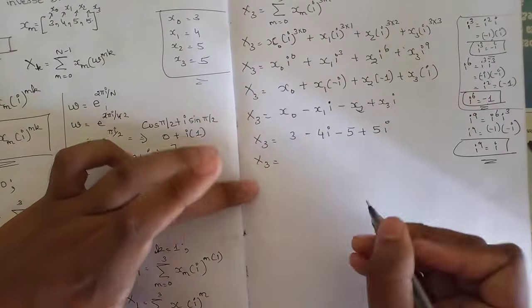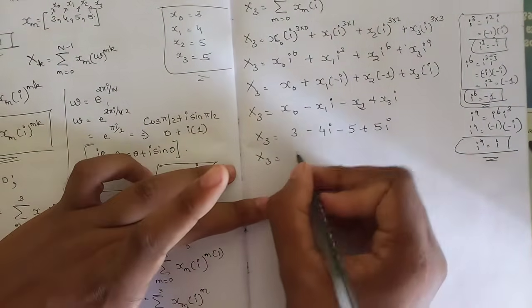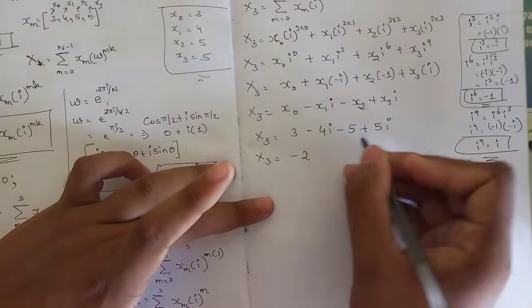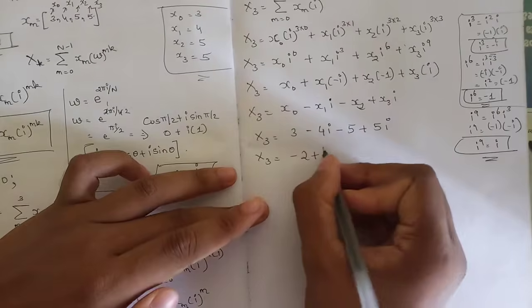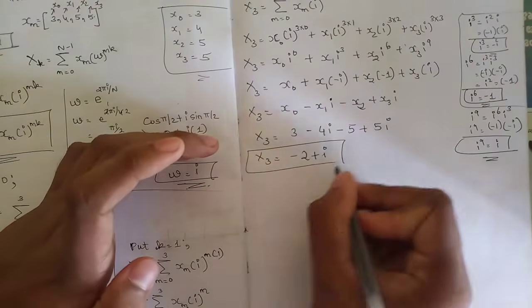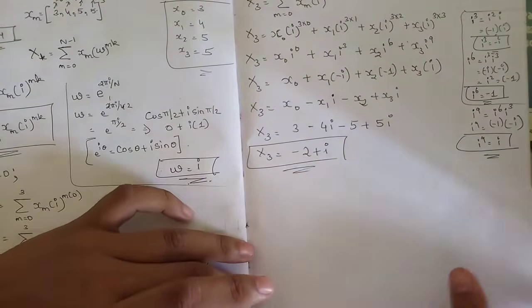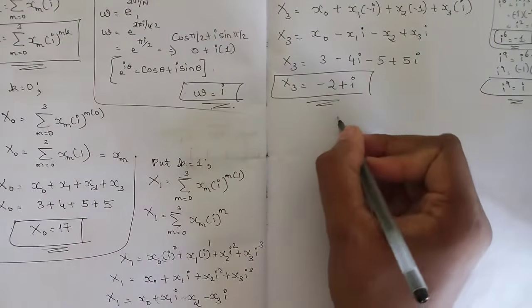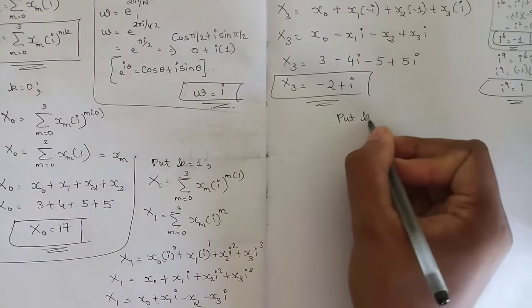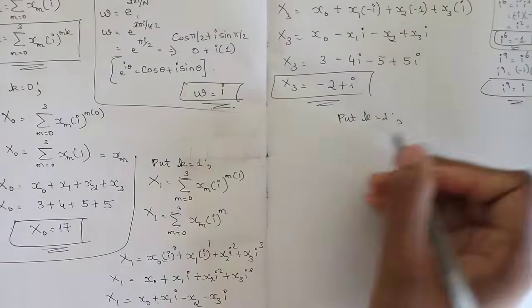So x3 which we are getting here is now 3 minus 5 is minus 2, minus 4 plus 5 is equal to plus 1, so minus 2 plus i. So here we got the values for x3. Now we are left with putting k equal to 2, right? So now we will do that.